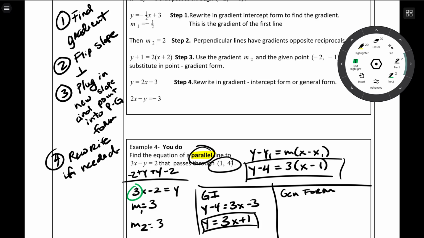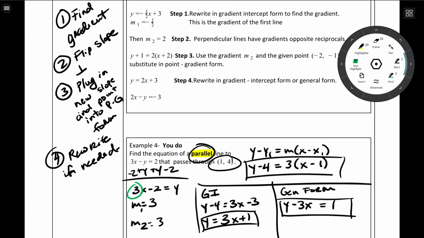General form is also going to be pretty easy. Remember, we just want to get the variables all on one side. So now I have y minus 3x equals 1 by subtracting the 3x from both sides. And boom, done. Super easy, okay? Don't overcomplicate things. Let's just get in, get out, and get this stuff done. Algebra is your friend, not your enemy. Make it work for you, not the other way around.